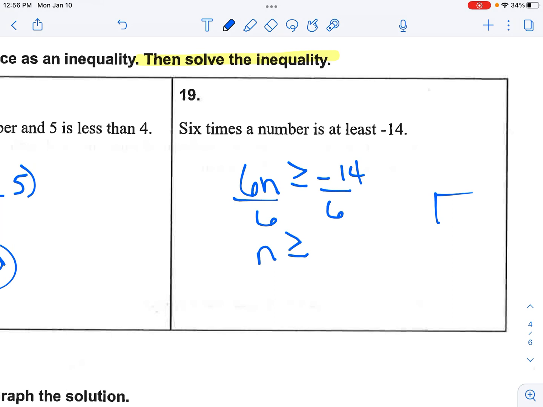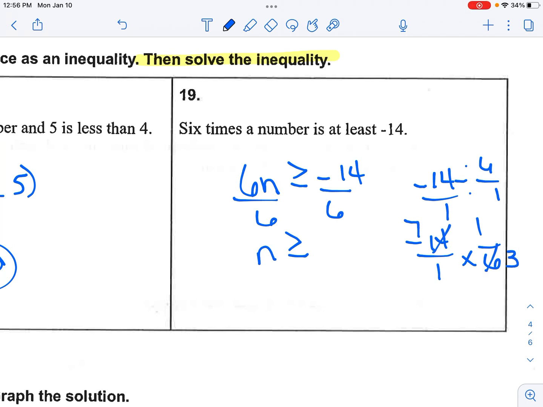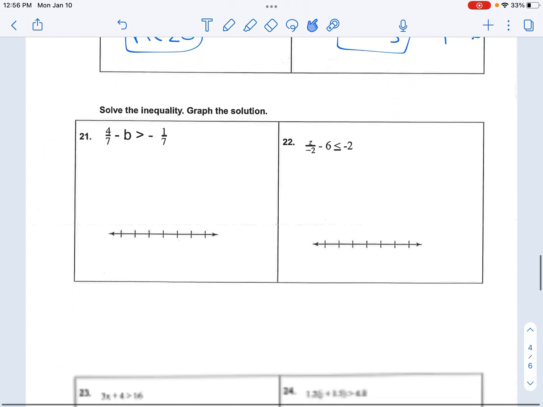So come over here. I'm actually going to do a fraction. So we've got negative 14 divided by 6. Negative 14 times 1/6. Cross cancel, cross cancel. That's negative 7/3. You could also simplify that to negative 2 1/3.